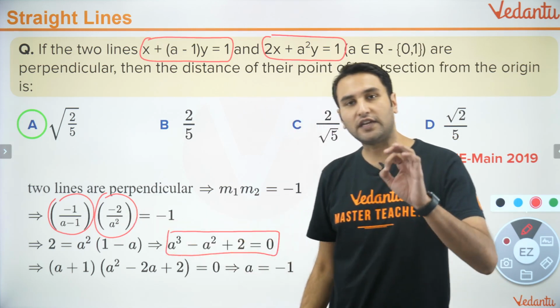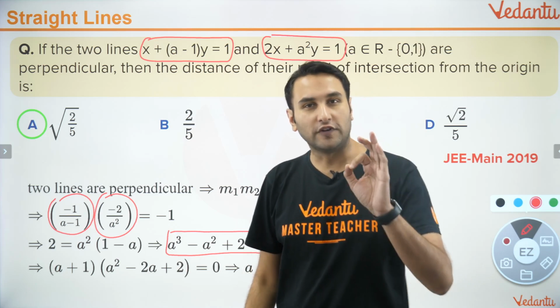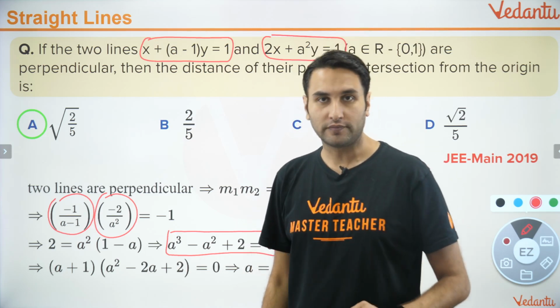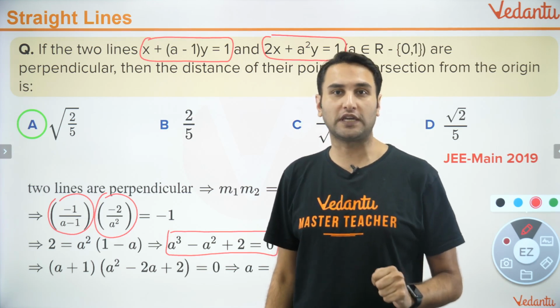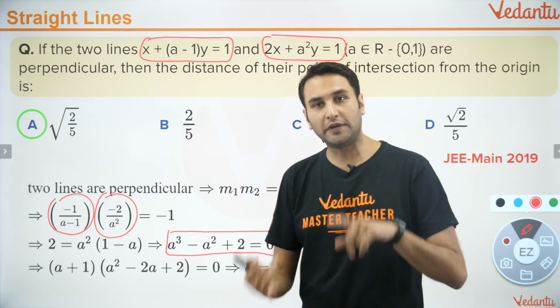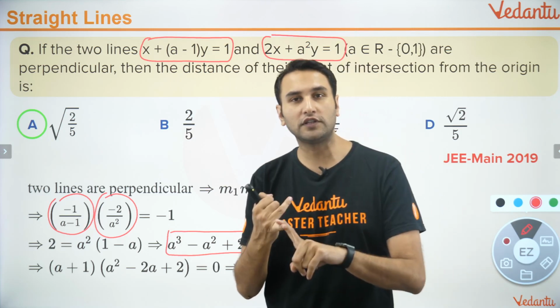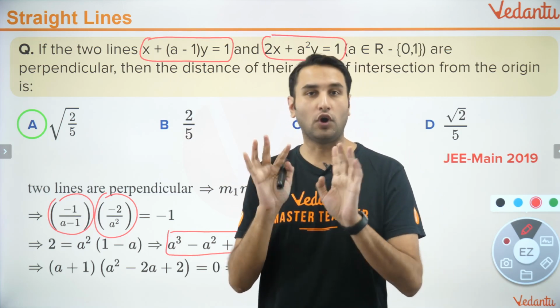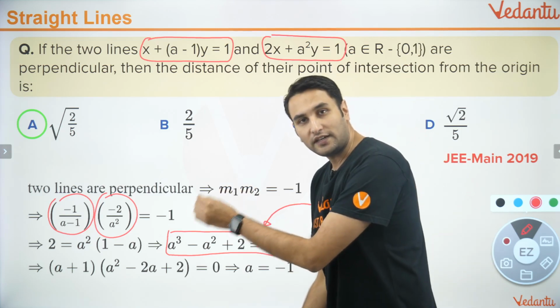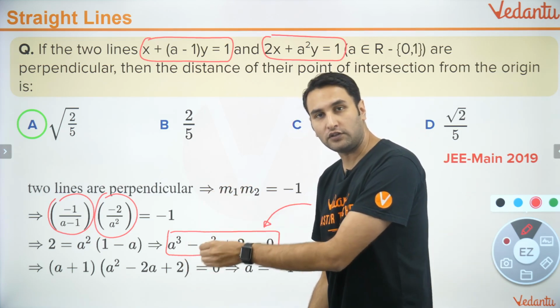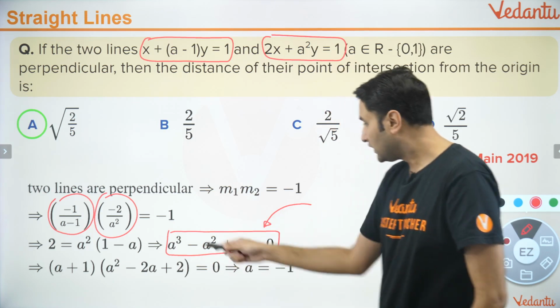So this is a very important technique. Whenever you get a cubic equation, always remember that one of the roots of the cubic equation at your level will be either minus 1 or 1 or 2 or minus 2. Always. Just check whether a equal to minus 1 or 1 or 2 or minus 2 satisfies it.